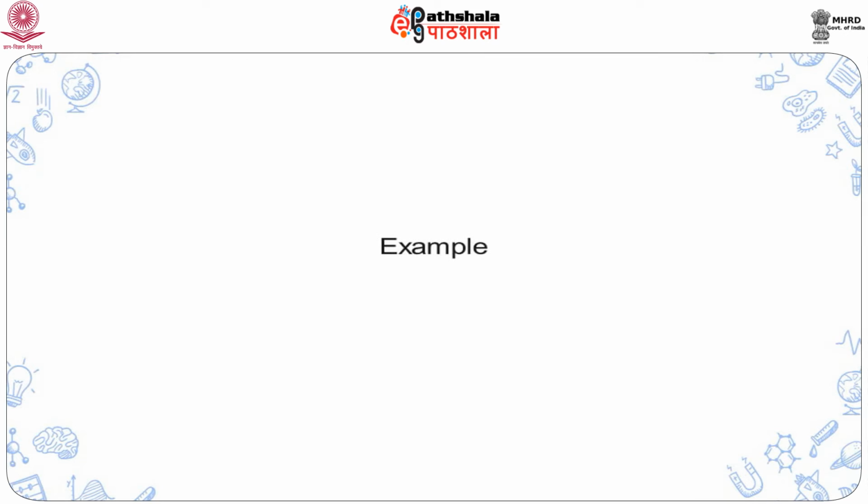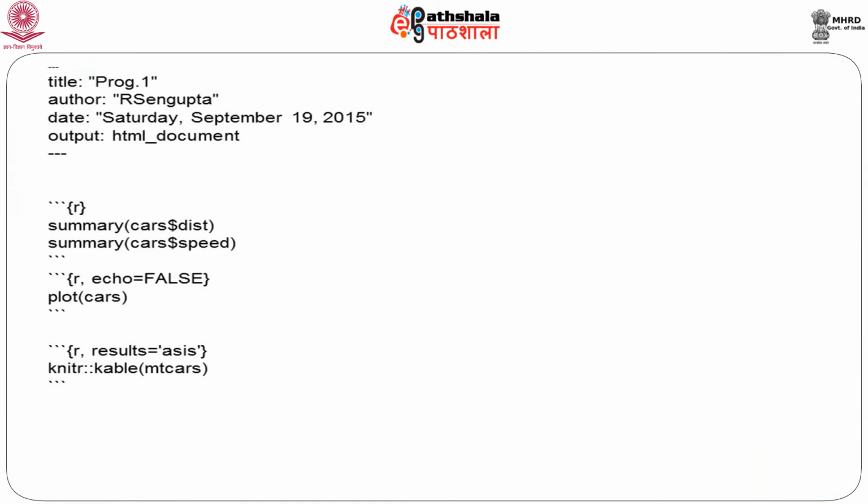Here we are having a simple example of Markdown with knitr. Just have a look at this. Here we have specified title, author, date, output and everything like that. We want to have the summaries, we want to plot them and then we want to knit them. So here is all about the codes.